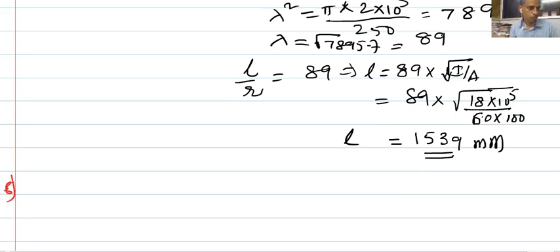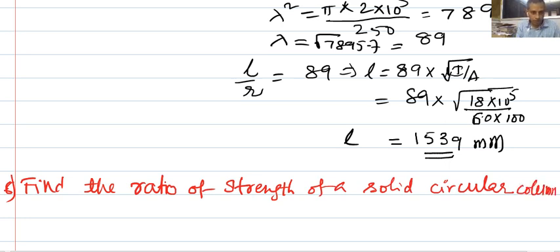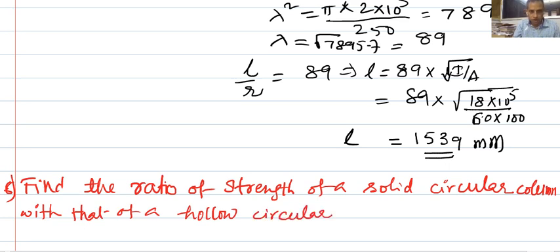Let's say sixth problem. Find the ratio of strength of a solid circular column with that of a hollow circular column of equal area. Try to understand.